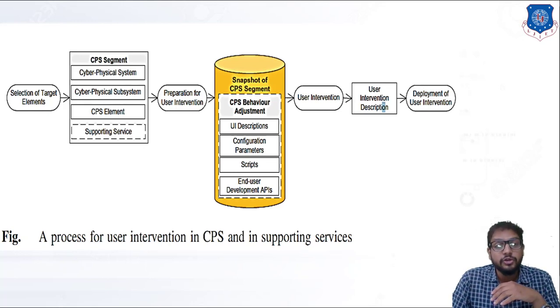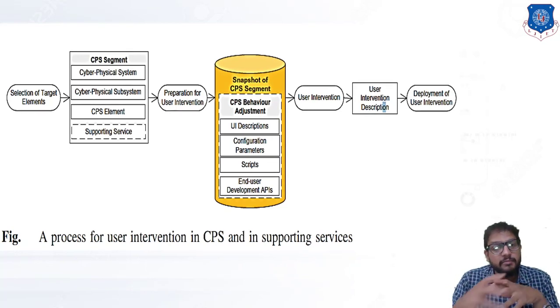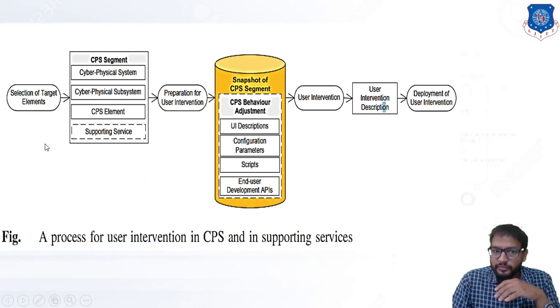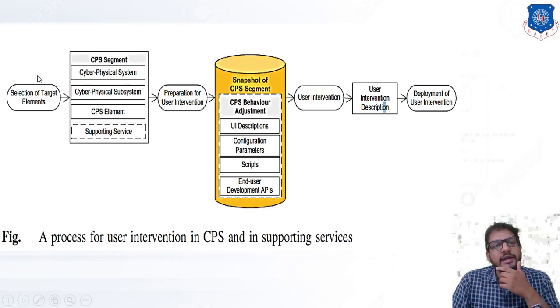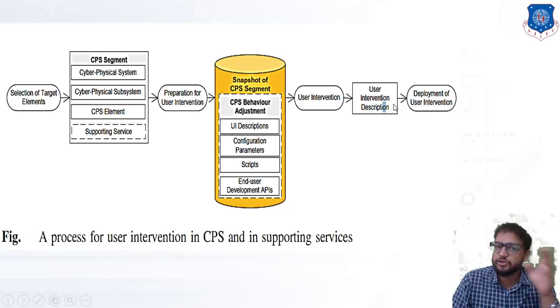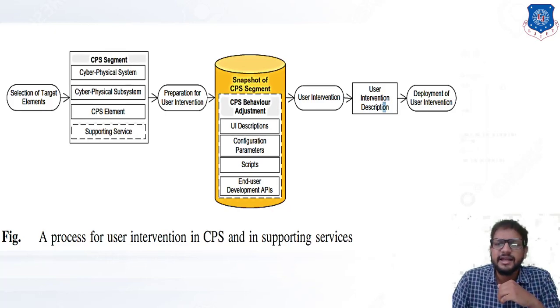Okay guys, so I hope that you are clear with this process. Remember, this diagram you have to draw to explain the process of a user intervention in cyber-physical system and supporting services. This entire diagram starting from the selection of elements till the deployment of a user intervention has to be explained. So now let us see the next slide.